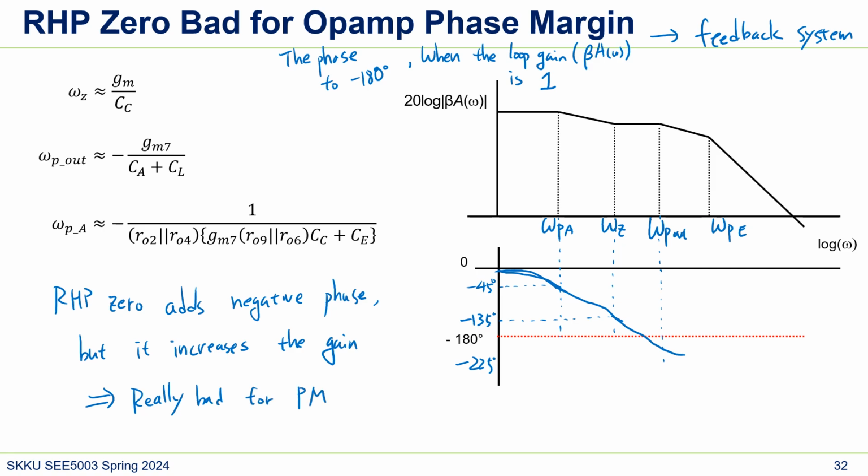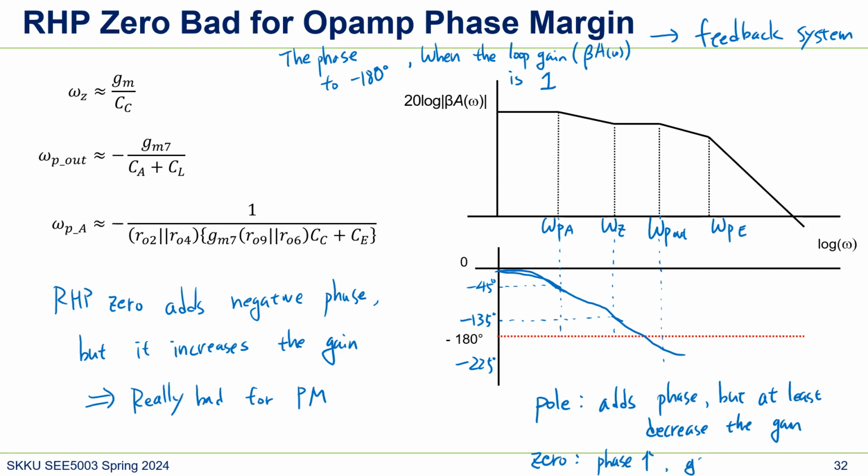Why is it even worse than a pole? With a pole, the phase adds up, but at least it decreases the gain, right? But the zero, it's phase down and gain up, and this is the worst scenario, right? Because we want our gain to be lower than 1 when the phase is minus 180. So the RHP zero is really bad for phase margin.